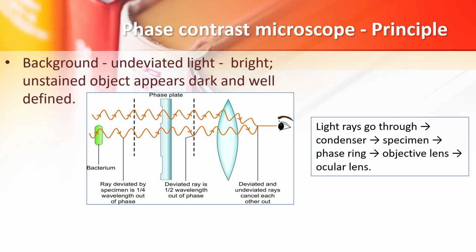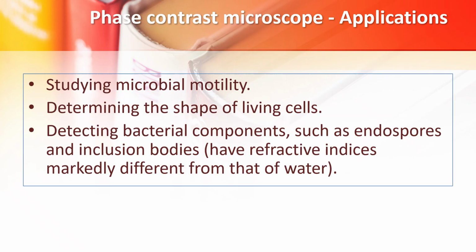What are the applications of this? To use it for studying microbial motility and determine the shape of living cells and detecting bacterial components such as endospores and inclusion bodies. This is about phase contrast microscope. Applications are given in detail in these slides. You can take down or you can take a screenshot of this.